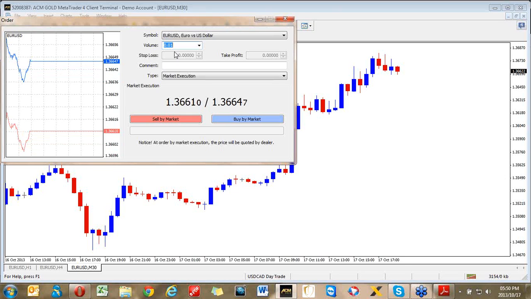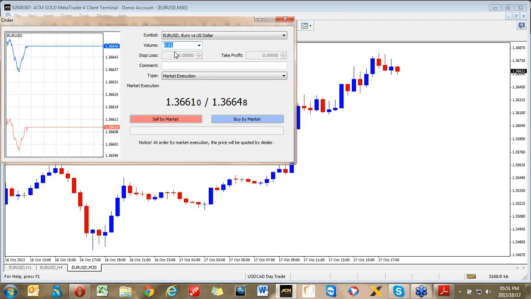0.01. That is a micro lot. It's the smallest. What does that mean? It means I'm trading 10 cents a pip. If it goes in my favor, I've made 10 cents. If it goes against me, I've lost 10 cents. And that is a unit size of 1,000.